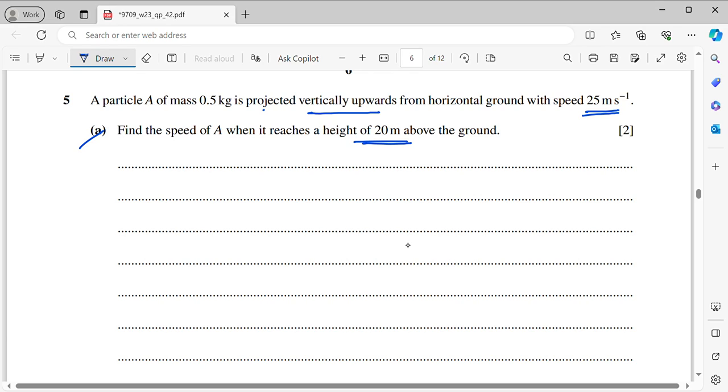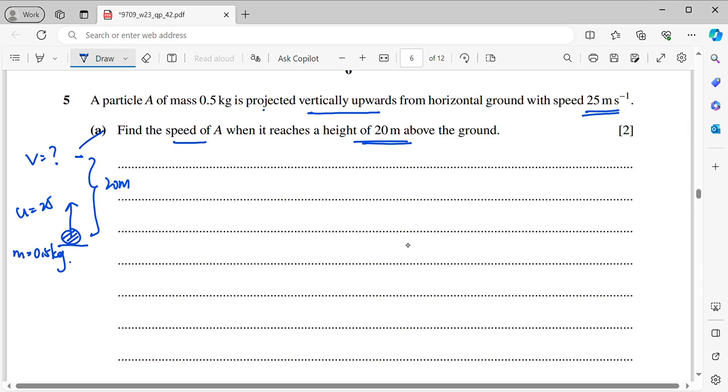Okay, let's say for example, this is the particle. You project upwards. The U is 25 meters per second, and this is M equals 0.5 kg. Now you need to find the speed. What is the V when it reaches here? This is 20 meters. What is the V over here?